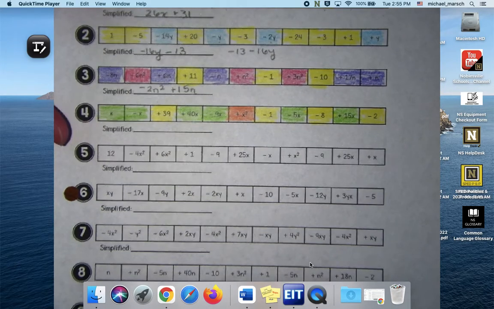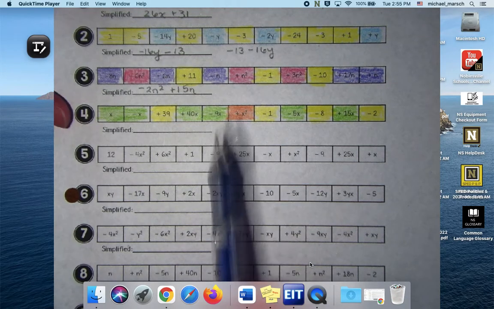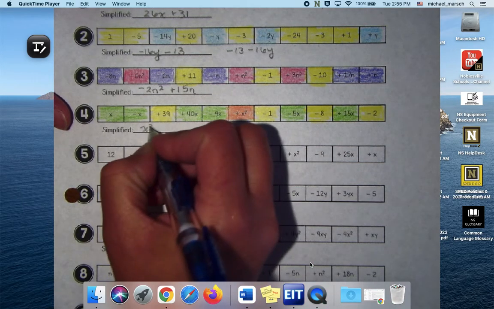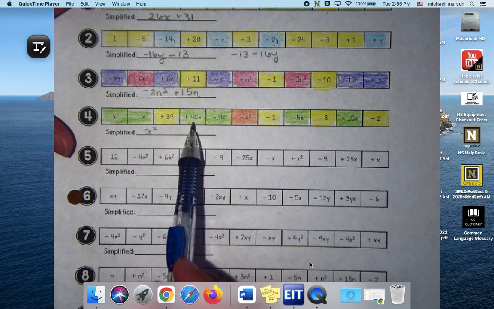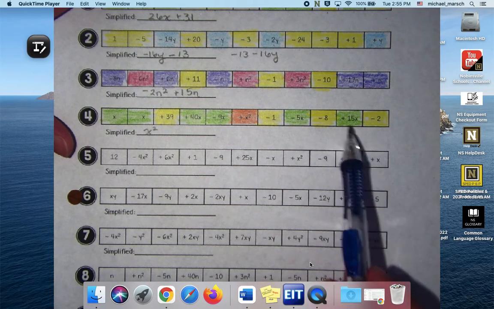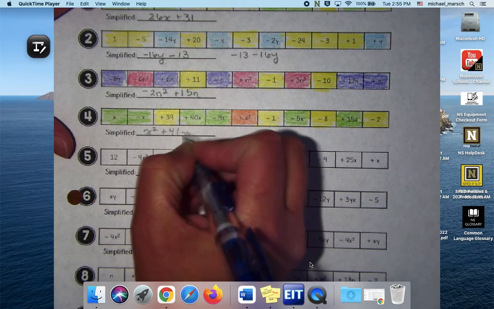So let's go ahead and do this one together. There's nothing to combine with x squared, right? No. So that's just going to be x squared. It's not going to change. Then I'm going to do the x's. So x minus x is 0. 40 minus 9 is 31. Minus 5 is 26. Plus 15x is plus 41x.